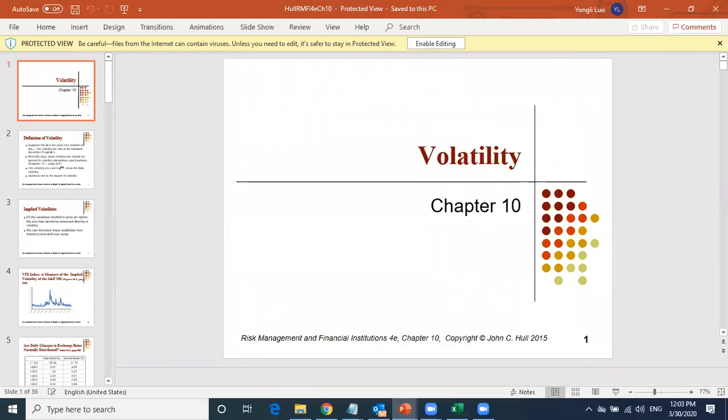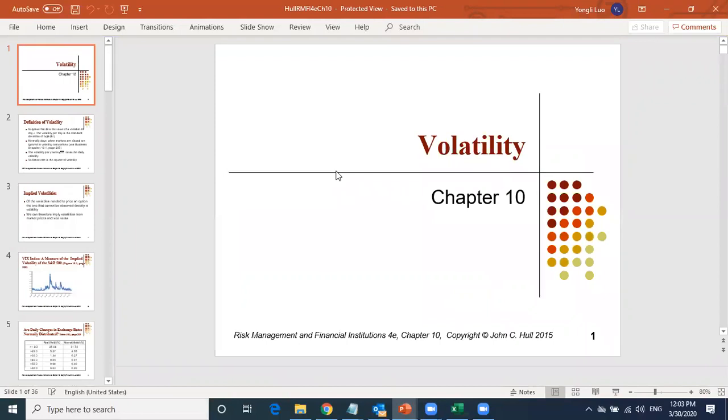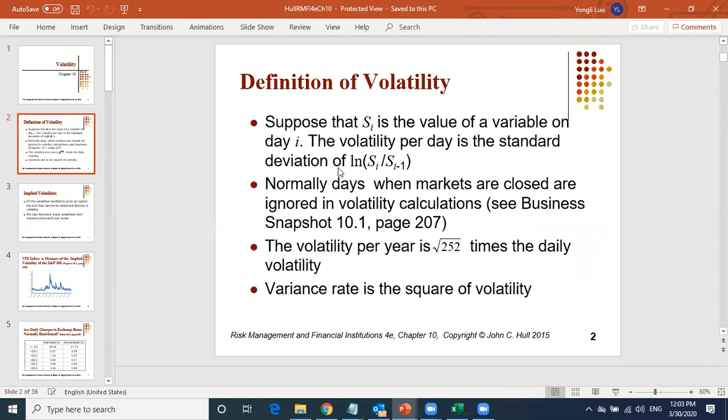Okay, this chapter we're going to learn volatility, chapter 10. So what is volatility? The first thing, we're going to define what volatility is. Remember, we talked about return, and volatility basically is a measure of risk. Remember, we have standard deviation to measure the risk. The volatility is similar to that.